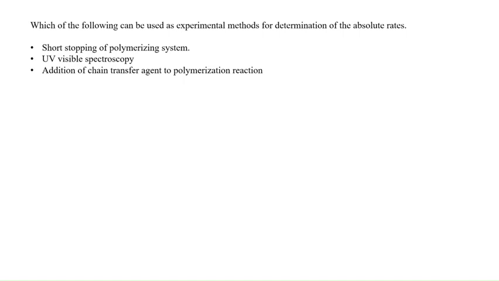What happens with short stopping is that it is limited by the difficulty of end group analysis, since the concentration of the end group can be low. If the concentration of end groups is low, short stopping of the polymerizing system can be generally difficult. So that's why the experimental methods which can be used to determine the absolute rates are short stopping of the polymerizing system and UV visible spectroscopy.